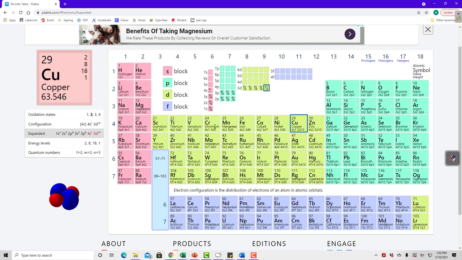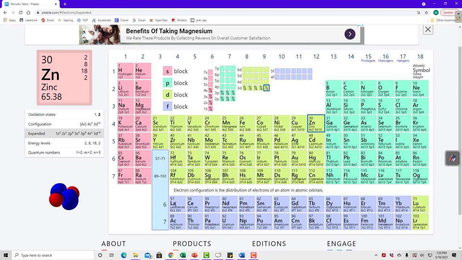So we like 3d5. 3d5 appears twice, right? Both of these elements have a 3d5 subshell because that's a stable configuration. And both of these elements have a 3d10 electron configuration because that's a particularly stable configuration. So half-filled, fives, and completely filled, tens, are particularly stable. And so we can see that these all have two valence electrons, these all have two valence electrons, these all have two valence electrons, these all have two valence electrons.